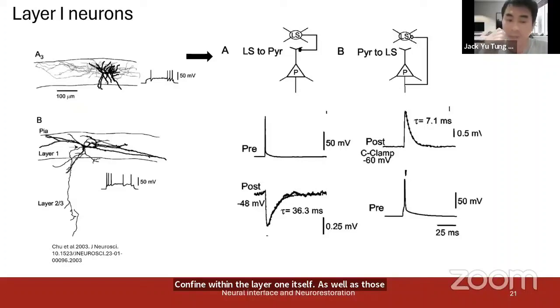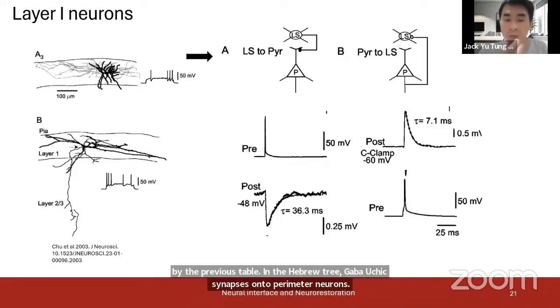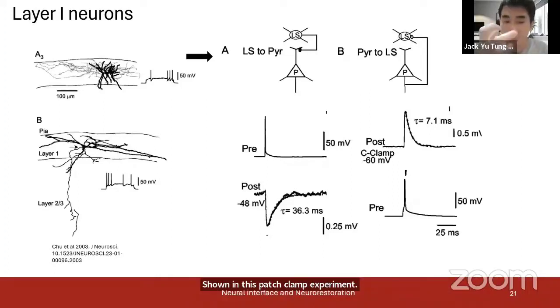And in particular, the late spiking neurons, or LS neurons here, which morphologically correspond to the neurogliaform cells as per the previous table, have inhibitory GABAergic synapses onto pyramidal neurons, as shown in this patch clamp experiment, where current injection into the presynaptic late spiking layer 1 neuron results in a hyperpolarization response in the postsynaptic pyramidal neurons.